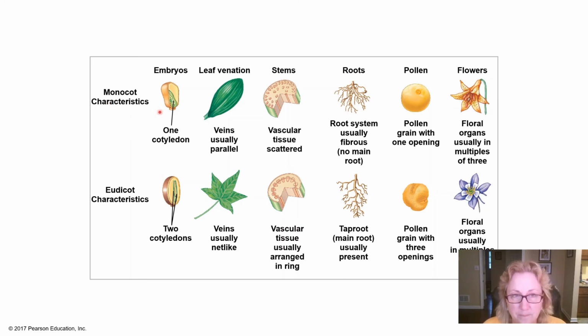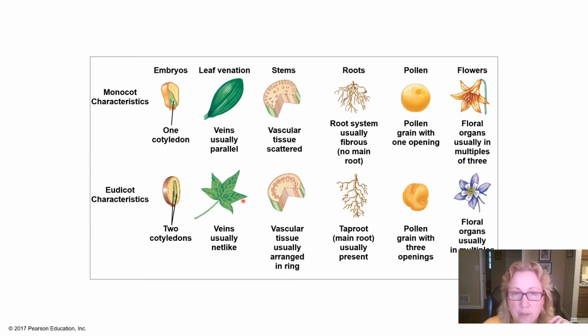Okay, so the monocots have a single cotyledon in the embryo. The leaf veins tend to be parallel. So think of corn or a lily or an orchid. If you look at a cross section of the stem, the vascular tissue is all over the place. Roots as well tend to be dispersed and all over the place. Pollen grains have one opening. You'd need a microscope to determine that. And the flower organs usually are multiples of 3, so 3 or 6 anthers, etc. Eudicots, 2 cotyledons in the embryo.